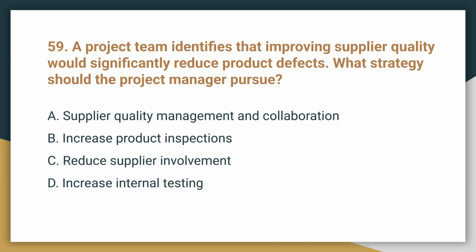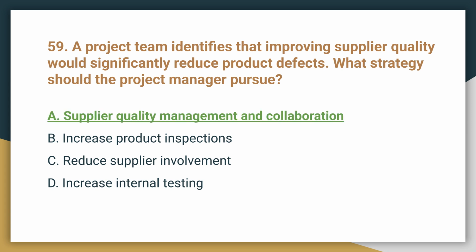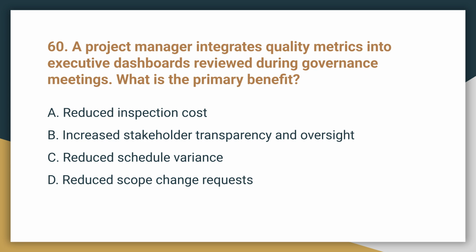Question 59. A project team identifies that improving supplier quality would significantly reduce product defects. What strategy should the project manager pursue? The best strategy is A. Supplier quality management and collaboration. Partnering with suppliers to improve their processes is key to reducing defects originating externally.